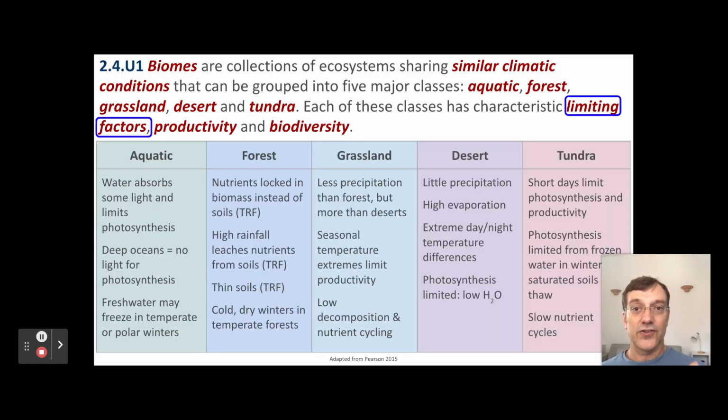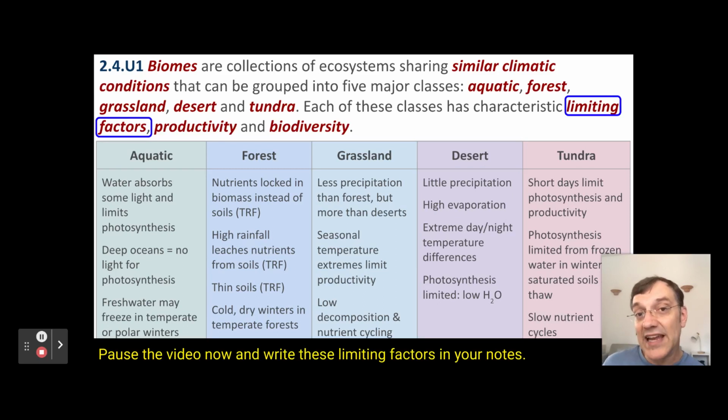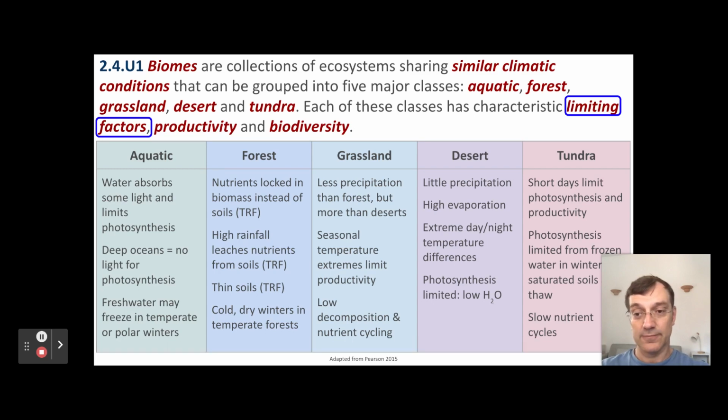On this screen, I suggest that you pause the video and go through these limiting factors in these types of biomes and make a note of them. It is quite possible that you'll be asked to analyze or describe the different limiting factors across a range of biomes on your ESS exam. So take a moment and do that.